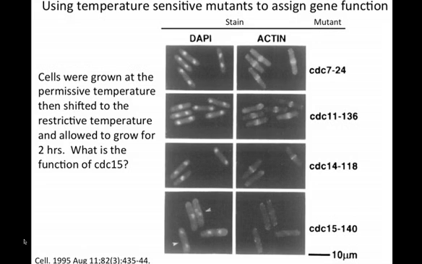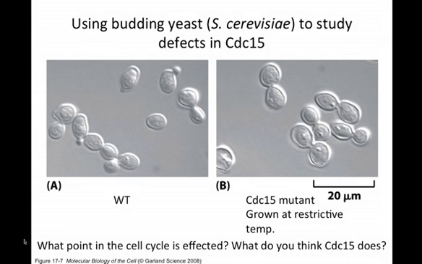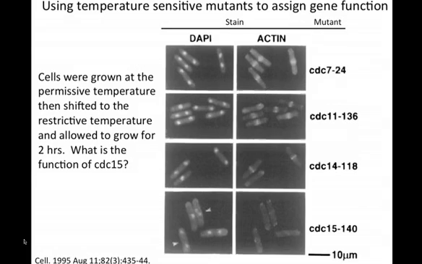Okay. So here's a practice problem for you to work on right now. Here you're using temperature-sensitive mutants to assign gene function again, and I'm going to tell you what's going on. First of all, cells were grown at the permissive temperature and then shifted to the restrictive temperature, so you know what that means, and allowed to grow for 2 hours. And then I'm asking, what is the function of CDC15? Don't worry about it, because all you know is it's involved in cytokinesis, right? Here we're going to go a little deeper.